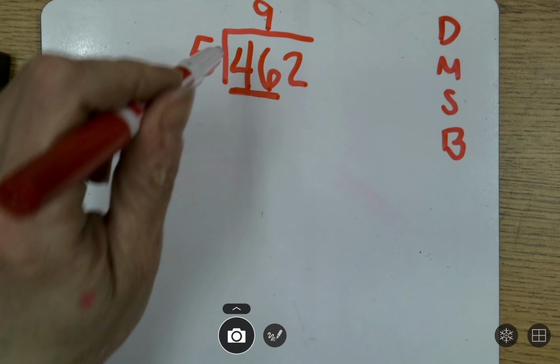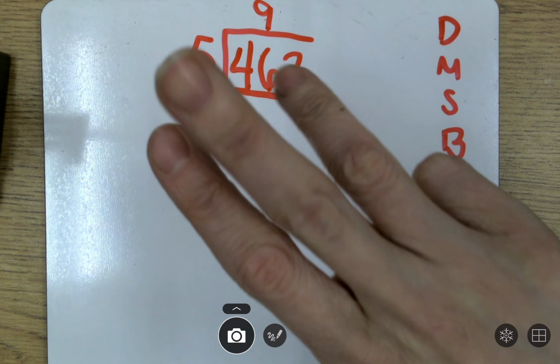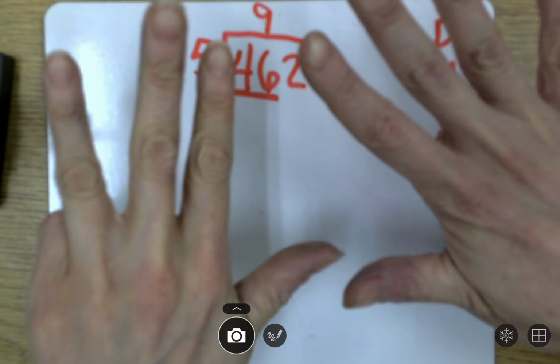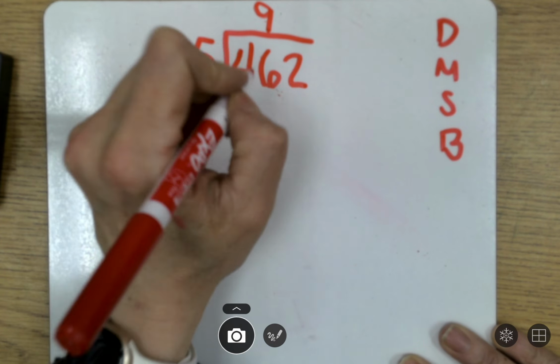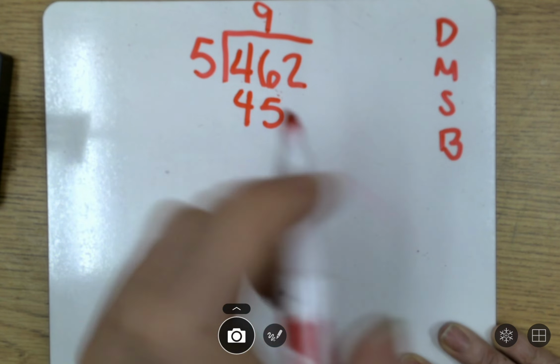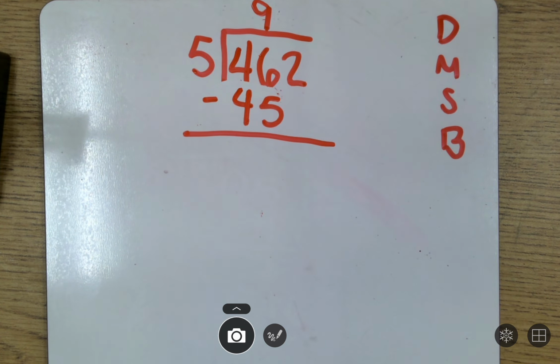Now I need to solve 5 times 9. 5, 10, 15, 20, 25, 30, 35, 40, 45. So I'm going to put a 45 under the 46, and I'm going to go to my next step, which is subtract.